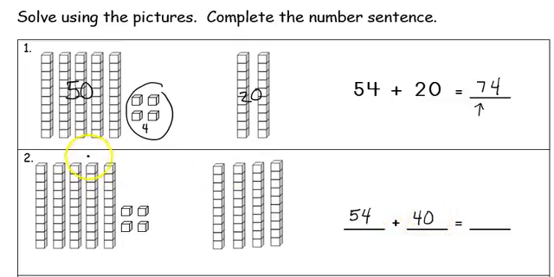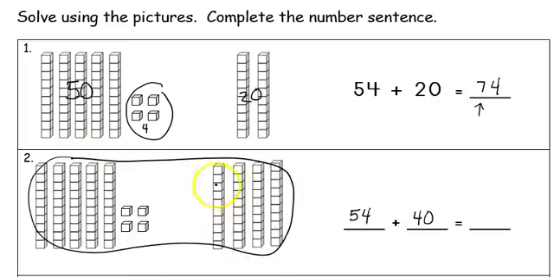If we picture this as combining both pictures, you can now see that we have 9 groups of 10, and we still have 4 ones. That tells me that 54 plus 40 equals 94. 5 groups of 10 plus 4 groups of 10 plus 4 ones gives me 94 in all.